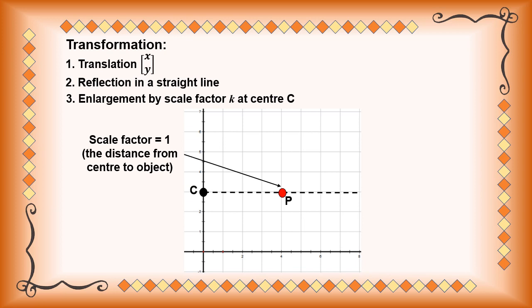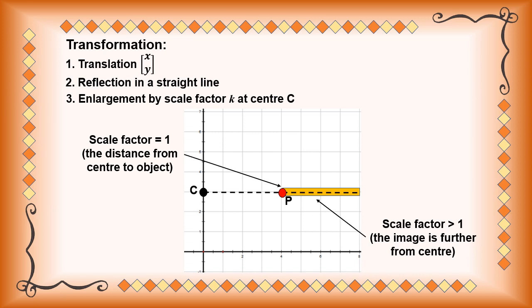when the scale factor equals 1, this means that the image is at the same distance from the center as the object. When the scale factor is greater than 1, this means that the image is further from the center. This means that the distance from the image to the center is greater than the object. When the scale factor is less than 1, the image is nearer to the center. This means that the distance from the image to the center is smaller than the object.